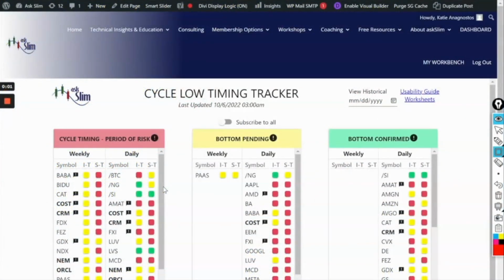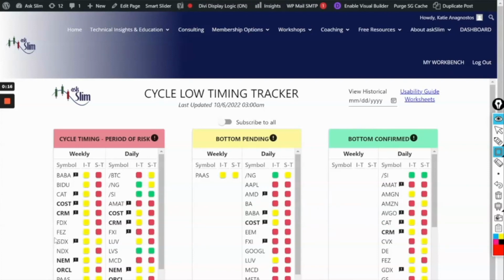Hi, I'm Katie with askSlim. This week I recorded a video for our Level 3 and 4 members called Trade Planning with Options. I highlighted a potential opportunity that may be setting up in GDX, which is the VanEck Vectors Gold Miners ETF.